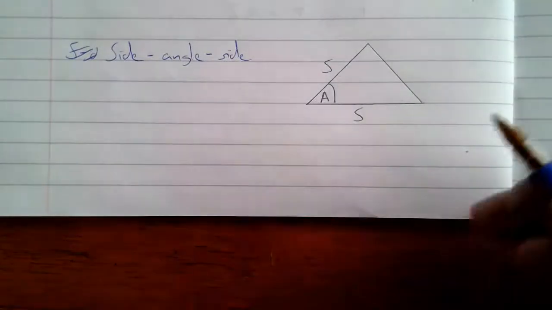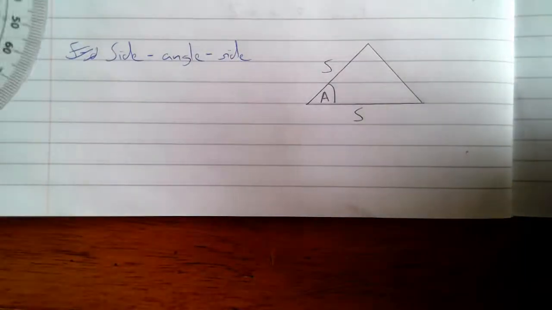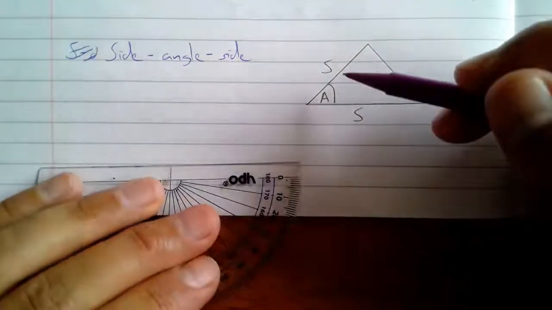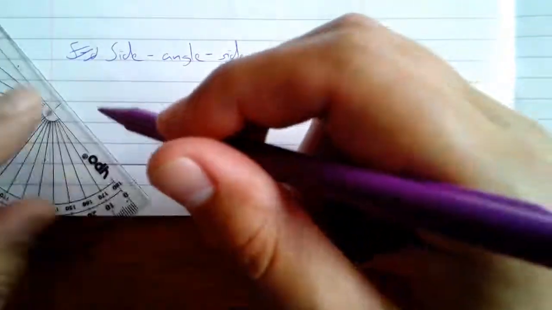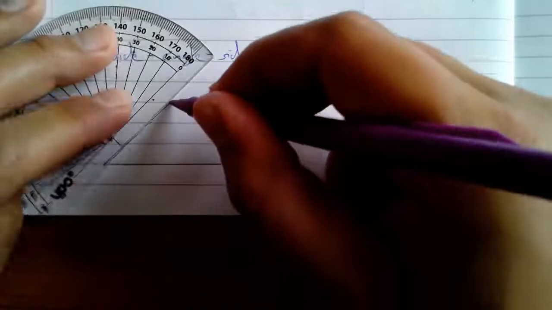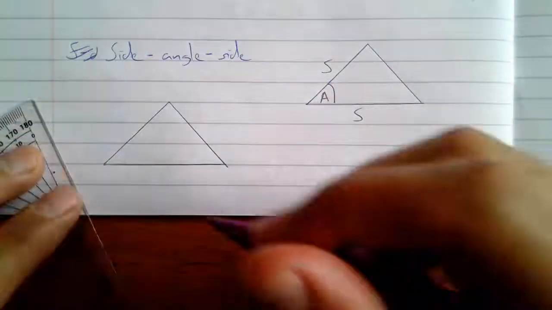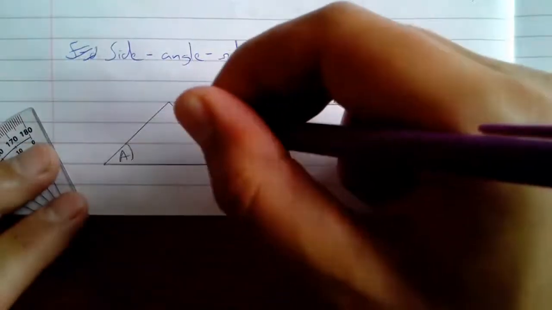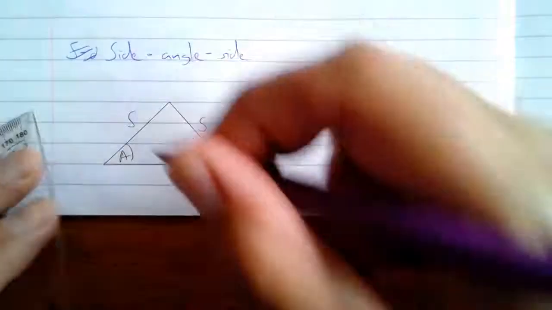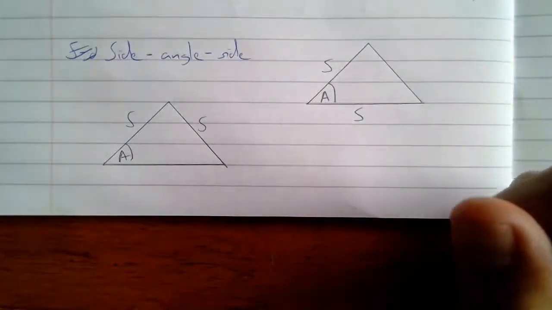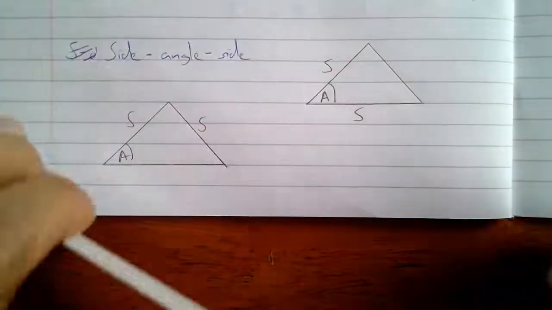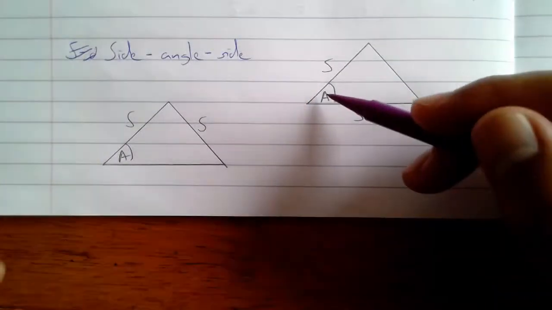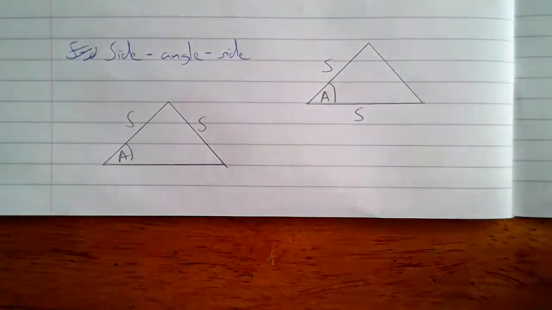So again, with this sort of triangle, it's important to recognise what it isn't. It's very important that the angle is between the two sides. So for instance, if I had an angle and a side like this, this wouldn't be a side angle side triangle. Thank you, Max. It's important for the angle to be between the two sides.